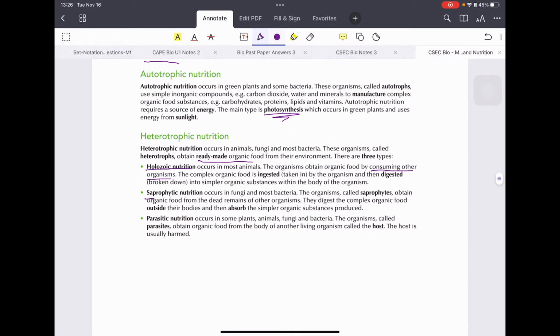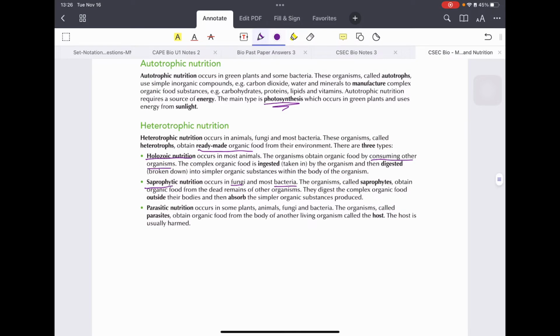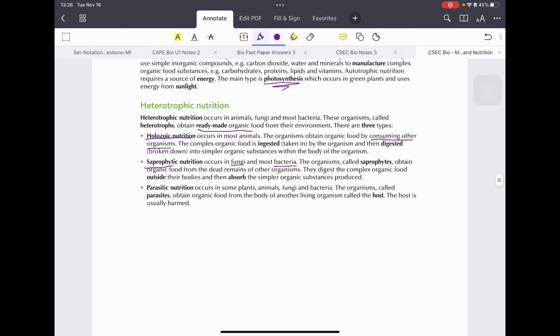Saprophytic nutrition occurs in only fungi and bacteria. So that doesn't apply to a regular animal. Okay? These are the decomposers, right? So we call them saprophytes, right? Saprophytic nutrition, fungi and bacteria, decomposers. And finally, we have parasitic nutrition, which is the same as in our first class when we did the three types of relationships, right? So parasitic nutrition will occur in parasites, who live off the host organism. Parasitic nutrition. So holozoic is the typical nutrition of an animal, by eating another.